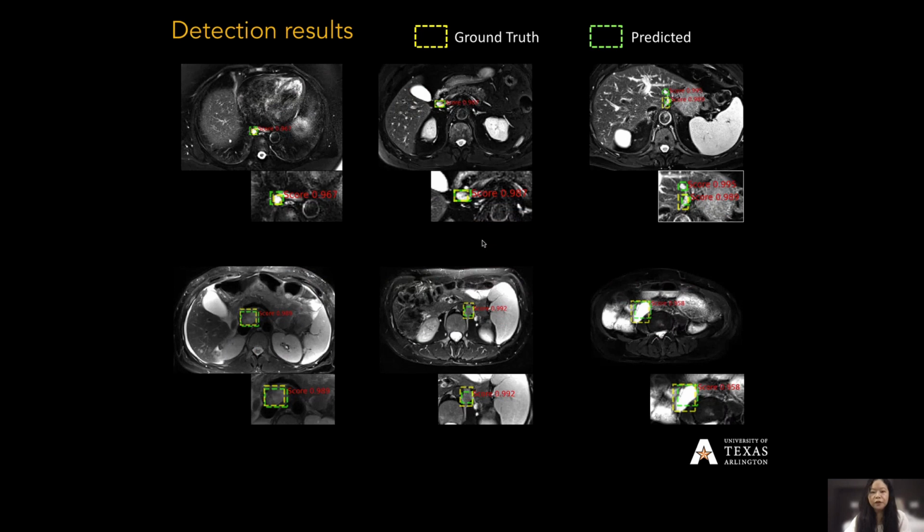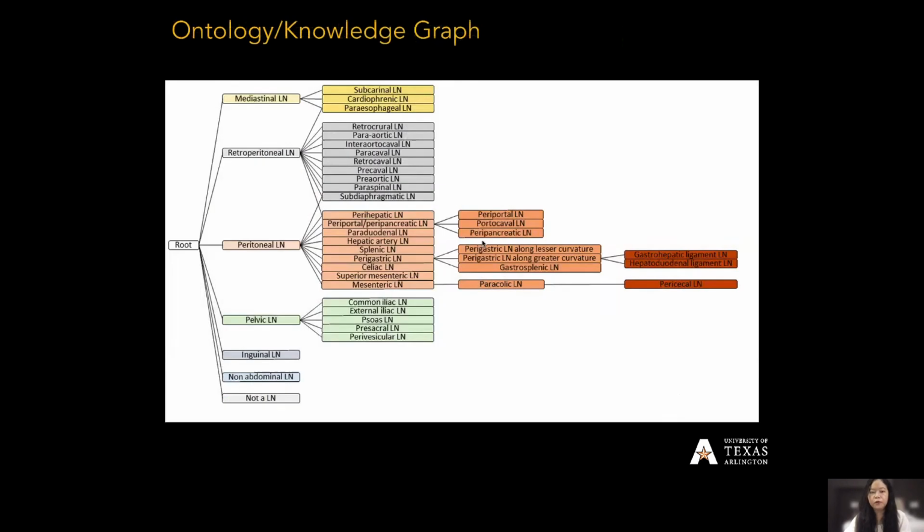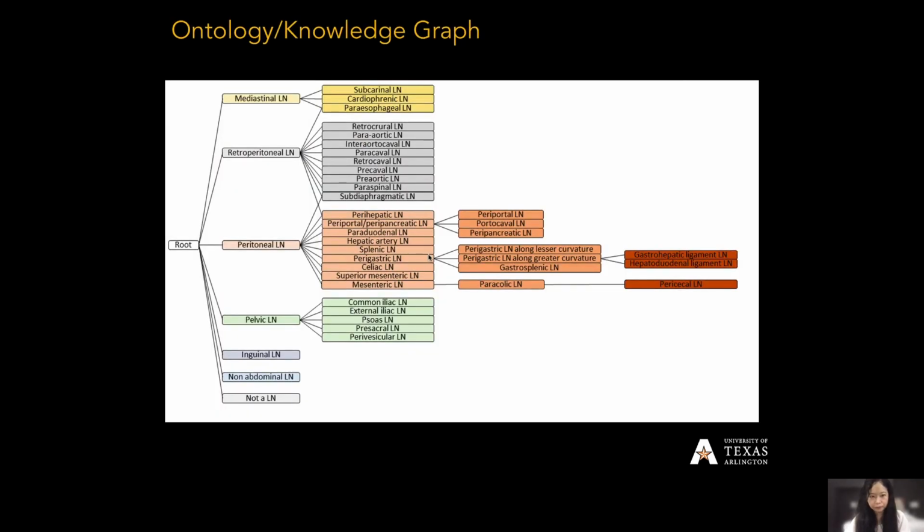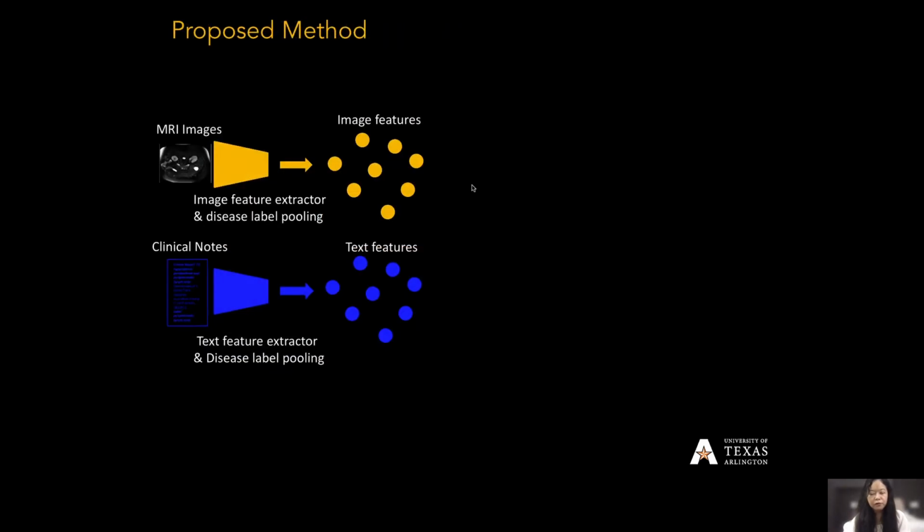Besides this segmentation and detection, we are further trying to leverage the knowledge graph or ontology graph, a predefined knowledge graph and ontology graph, to improve the lesion classification results. This is an ontology graph generated by the radiologist, which shows the different relationships between the different subtypes of lymph node. So to further improve our results, we propose methods to leverage different modalities.